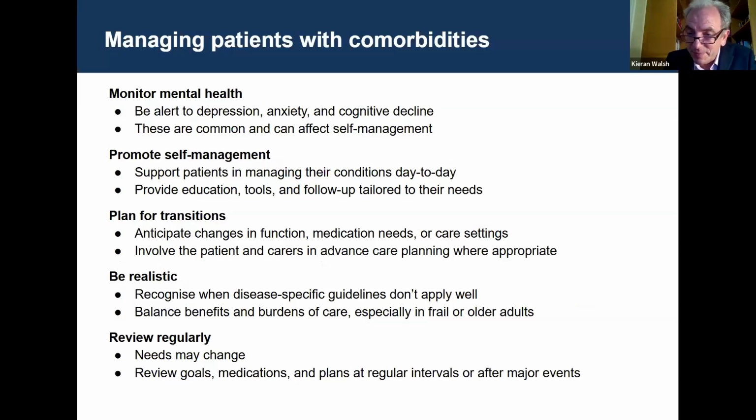But we need to do more. Some of the most commonly neglected comorbidities are depression and dementia, anxiety, and we cover those in BMJ Best Practice, and we cover depression and dementia in the comorbidities manager. We need to empower patients so they can self-manage their own conditions, and I'll talk more about that in a second. We need to think about the future and sometimes plan for changes or transitions.